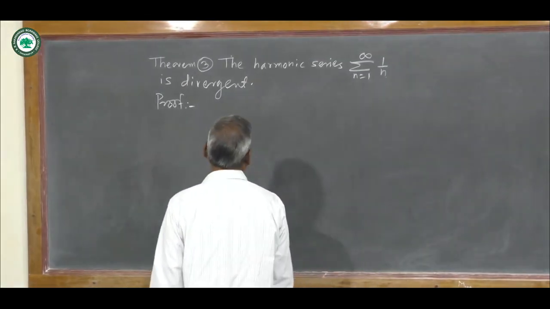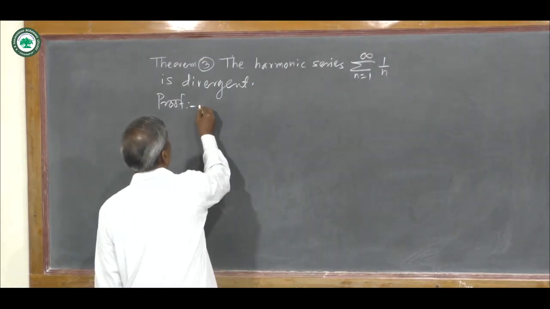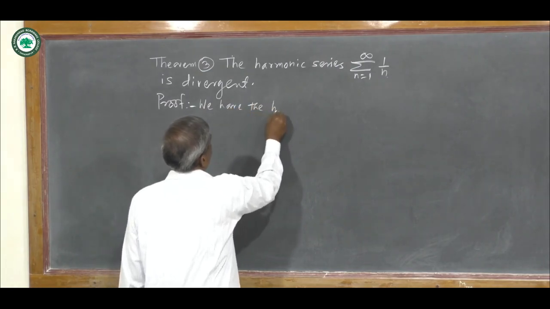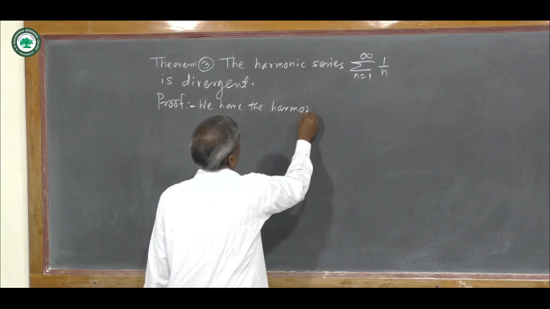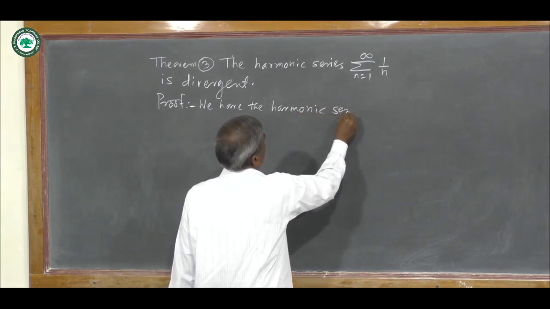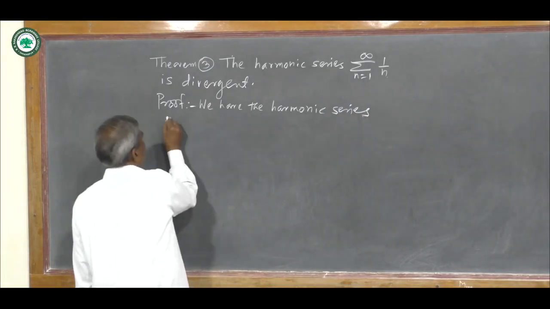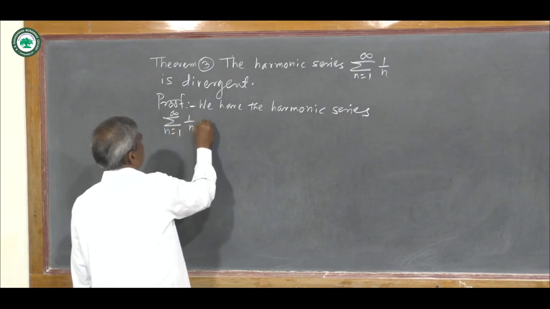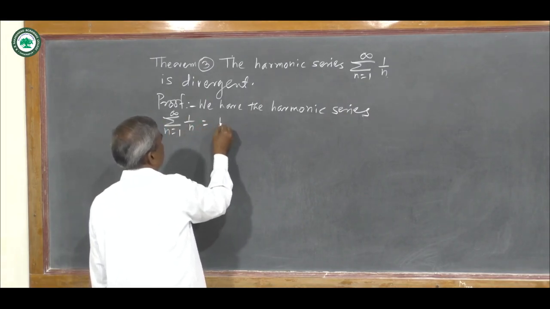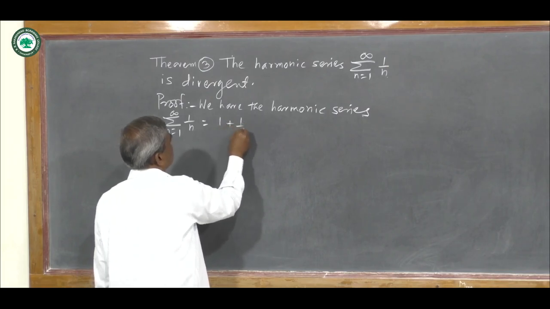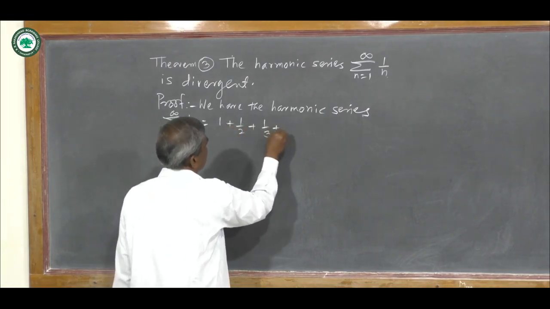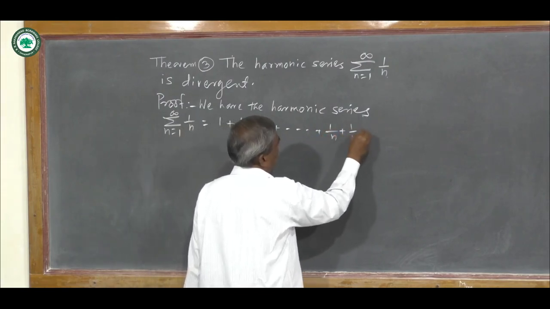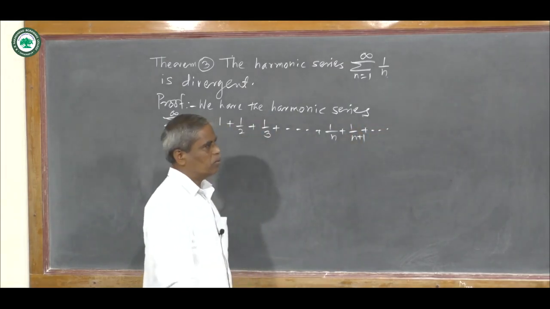We have the harmonic series: summation 1 by n, n equal to 1 to infinity, is equal to 1 upon 1 plus 1 upon 2 plus 1 upon 3 plus and so on, plus 1 by n plus 1 by n plus 1 plus and so on.